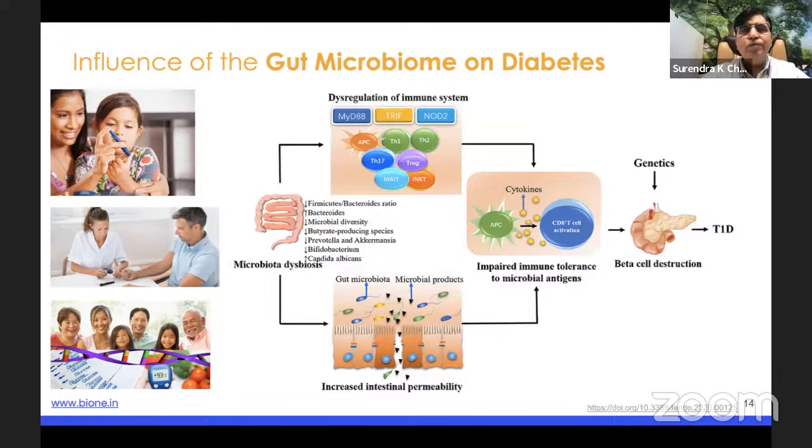A similar case has been observed when we discuss the gut microbiome in type 1 diabetes. Type 1 diabetes is generally caused by genetic factors, where beta cell destruction happens, but the microbiome also plays a very important role. The Firmicutes to Bacteroides ratio decreases, Bacteroides increase, and diversity decreases, enhancing dysregulation of the immune system and increasing the permeability of the intestine. This leads to bacteria and byproducts entering the bloodstream, and impaired immune tolerance of microbial antigens like lipopolysaccharides, which leads to APC to CD8 T cell activation and beta cell destruction.